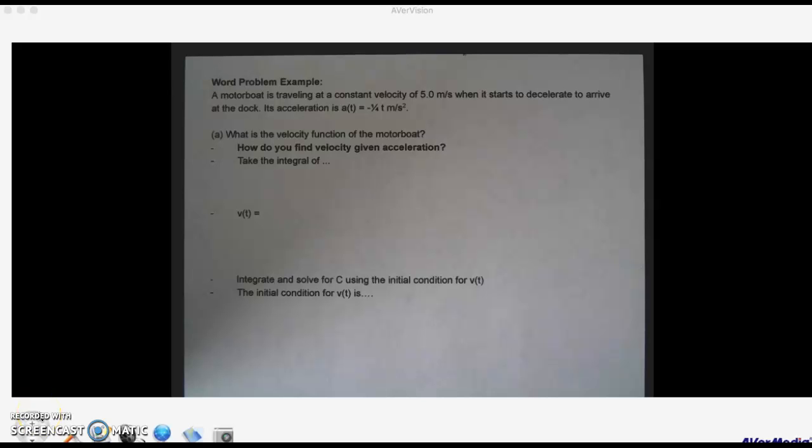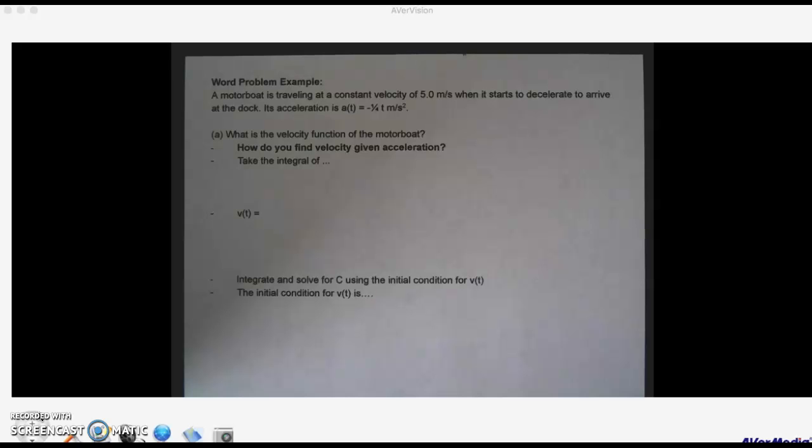Hi again, guys. So our second part is the word problem, because we always have a word problem so that we know how to use these and what these are actually used for. Our word problem says a motorboat is traveling at a constant velocity of 5 meters per second when it starts to decelerate to arrive at the dock. Its acceleration is -1/4 t meters per second squared.